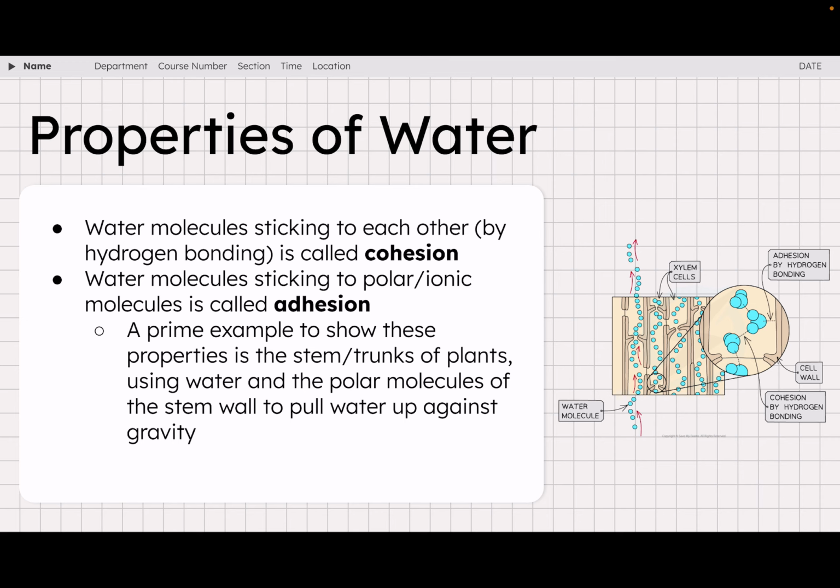A really great example is the xylem of plants. Let's look at the xylem right here. In the plant, the water has cohesion by hydrogen bonding with each other, but it's also hydrogen bonding with the polar walls of the xylem, and this helps it go against gravity and pull water upwards through the plant instead of it going down. Without this, it would actually be impossible for plants to grow.